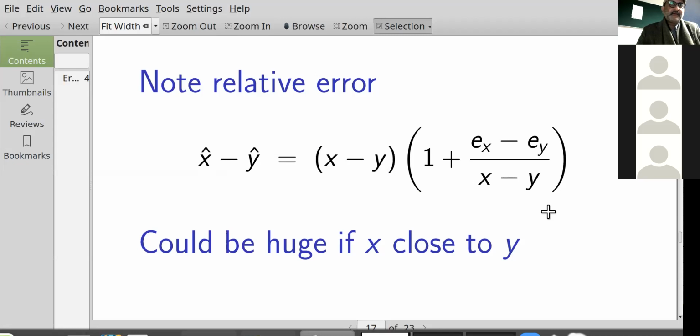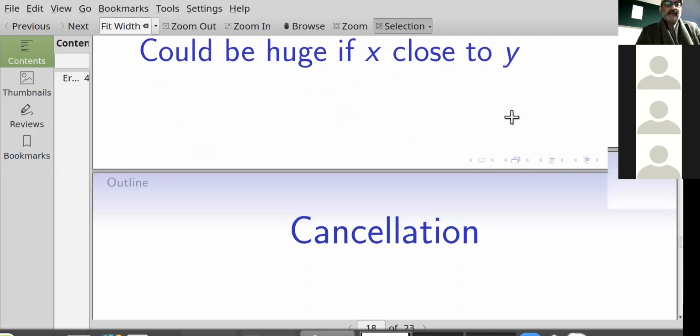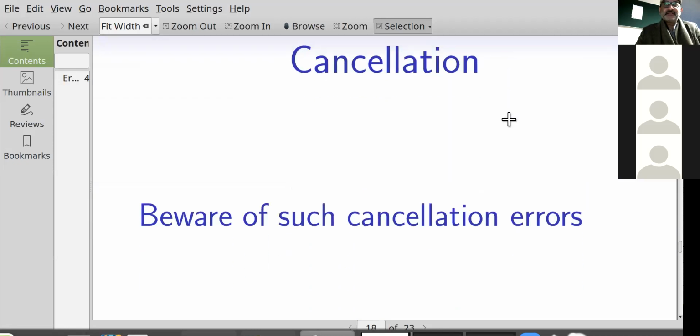Okay, so this is one thing that we want to avoid. If we know where the dangers are, maybe we can avoid them. Such errors are called cancellation errors, and we want to be careful about those.